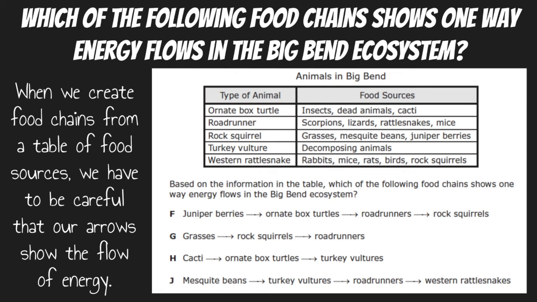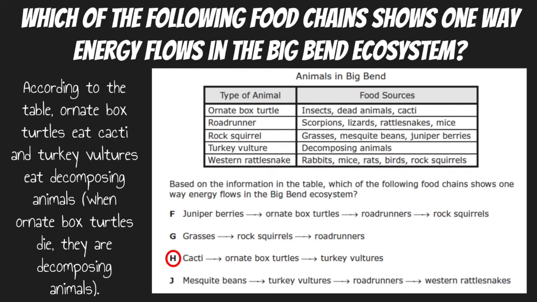H, cacti give energy to the ornate box turtles, which give energy to the turkey vultures. So ornate box turtles do eat cacti. And then it says turkey vultures eat decomposing animals. So I want you to think about that for just a second. And then J, mesquite beans give energy to turkey vultures. So again, turkey vultures eat decomposing animals. So I want us to think about those two.